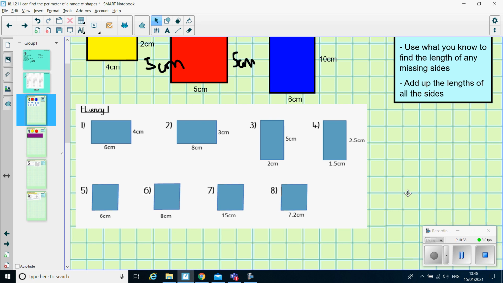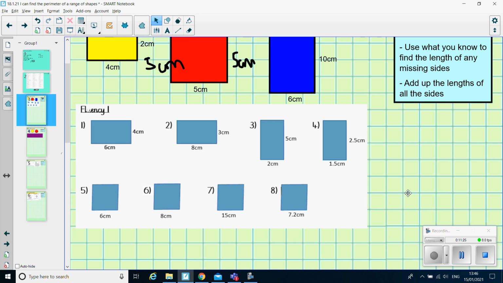Okay, Year 6, hopefully you got on okay with that. I'm going to go through the answers now then. So number 1, the answer is 20. Number 2, 22. Sorry, I should say each of these are centimetres. So number 1, the answer is 20 centimetres. Number 2, the answer is 22 centimetres. Number 3, the answer is 14 centimetres. Number 4, the answer is 8 centimetres.